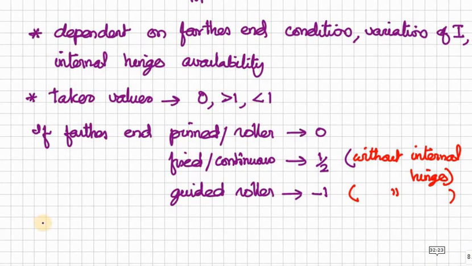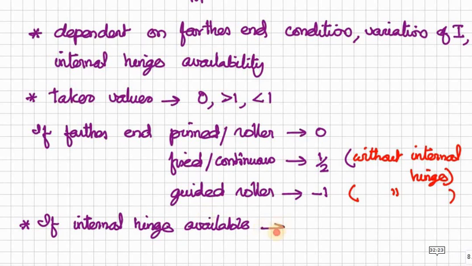Suppose we have any internal hinge, then the actual carry-over moment will be computed using some method such as the column analogy method. If the section is non-prismatic, then also we have to use some methods to find out the carry-over factor.